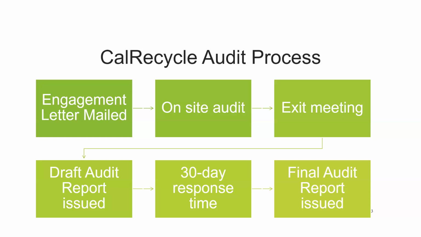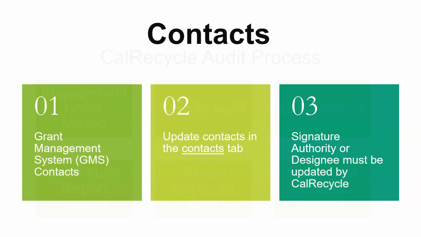After the on-site audit, the auditor will hold an exit meeting to share a summary of the results and issue a final audit draft. You will have 30 days to respond to any findings that you believe are incorrect and submit relevant documentation to support your case. Once the review is complete, the auditor will issue the final audit report, and at that point, all findings are considered final and officially closed. Next slide, please.